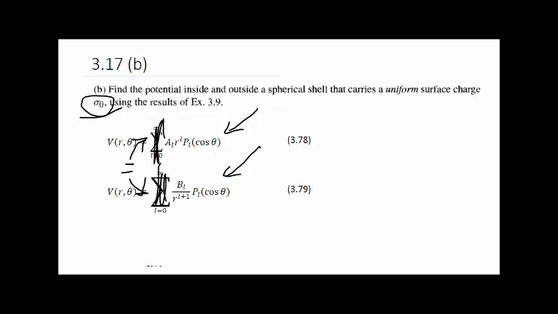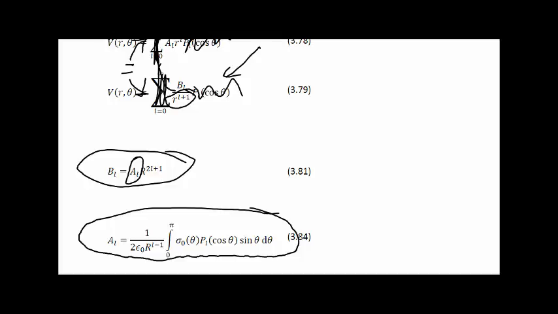cancel some stuff out here, and then we move this over to this side, and you wind up with this equation here. This will allow us to just work with A sub L instead of having to fool with B as well. And this is our A sub L equation. They went through the steps to find it in example 3.9, and I pulled it from there.